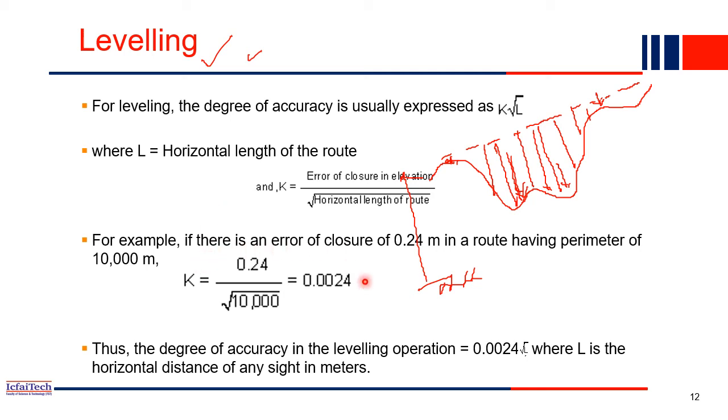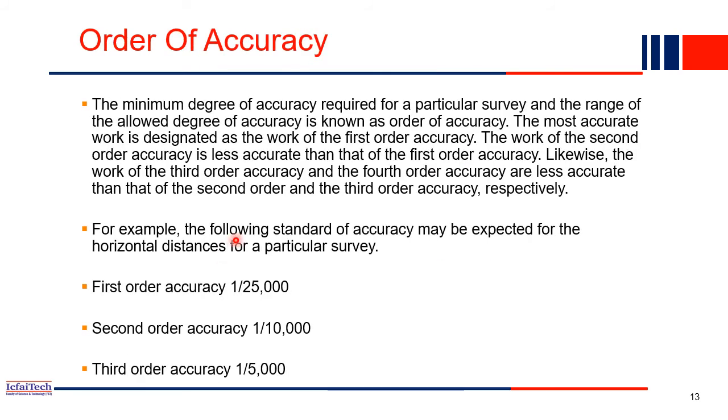So for example, there is an error of closure of 0.2 meter in a route having a perimeter of 10,000 meter, then the k will be the error, how much you got, 0.2 by root over of 10,000. So that is the degree of accuracy in leveling. So like that basically we are finding out the degree of accuracy.